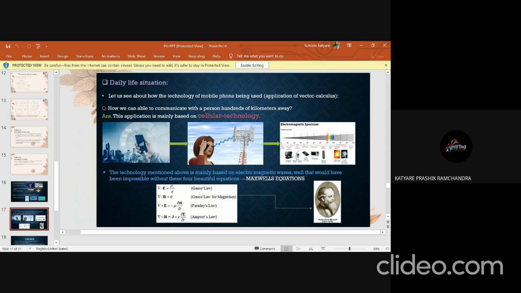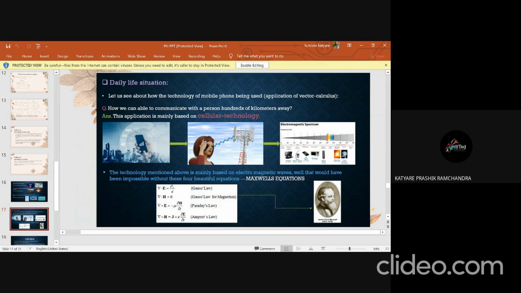The electromagnetic spectrum is the range of frequencies of electromagnetic radiation. Radio waves have a frequency range from hertz to gigahertz. Radio waves transport digitized voice or data in the form of oscillating electric and magnetic fields, called the electromagnetic field. Therefore, this technology is mainly based on electromagnetic waves. Well, that would have been impossible without these four beautiful equations that we call Maxwell's equations.